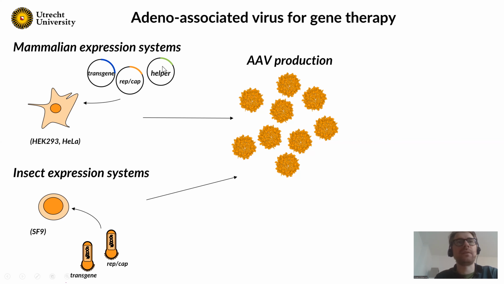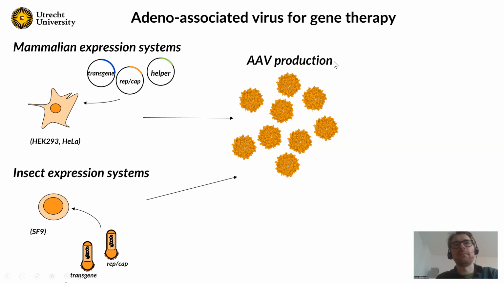They need additional factors. Next to the mammalian expression system, you could also use an insect cell-based expression system. So you're basically using insect cells, Sf9 cells, for instance, and then you would use baculoviruses. These are viruses that specifically infect insect cells, and you would, for instance, use one baculovirus that contains a transgene, and a second baculovirus that contains these rep and cap genes. In this case, you don't need to worry about any additional helper factors because the baculovirus itself already provides this function for the AAVs in order to replicate the AAVs.